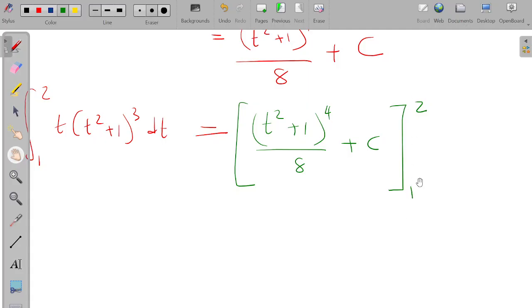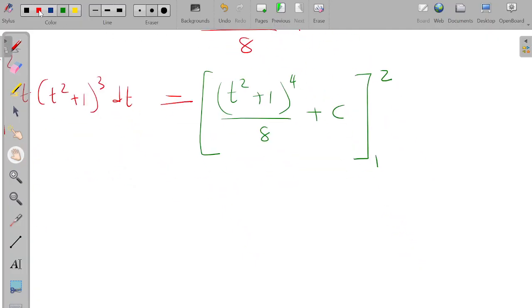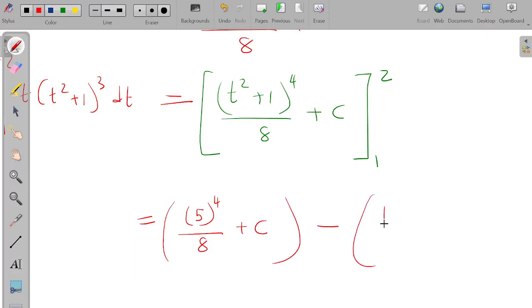You only need to evaluate from 1 to 2 of t. Don't forget you changed back to t. So you just evaluate that. What do you get? When you put 2, it will be 5 raised to power 4 over 8 plus c. I put the c along with me. Then minus, 1 raised to power 2 is 1, so it will be 2 raised to power 4 over 8 plus c.